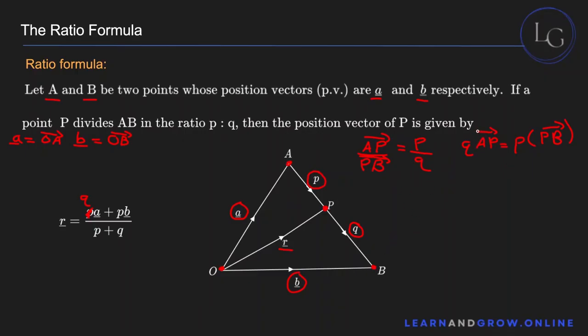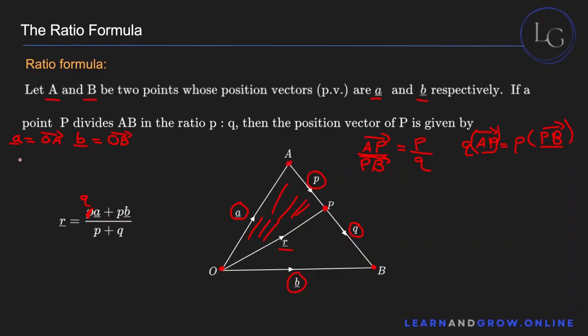We must replace this AP and PB with the known values that are given to us, right? So let's just see what this means. Look at this triangle over here. From this, by using the head to tail method, you can see that OA plus AP is equal to OP, right? So let's just see what that means.